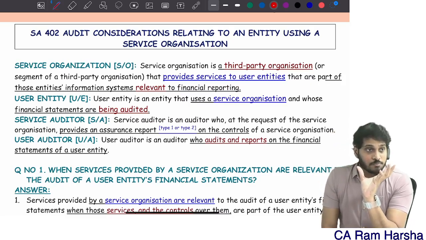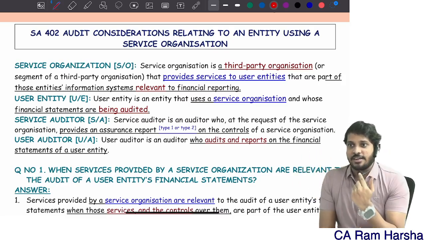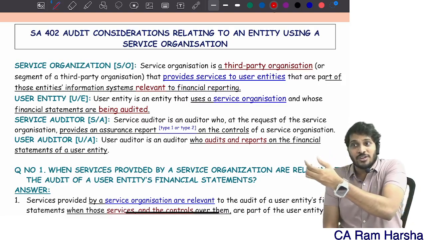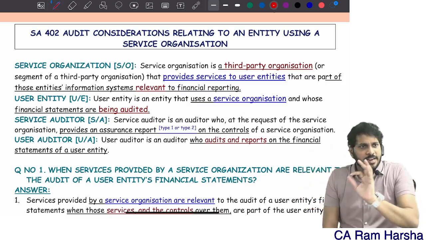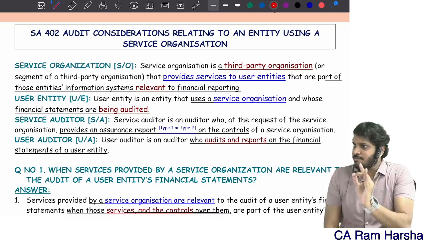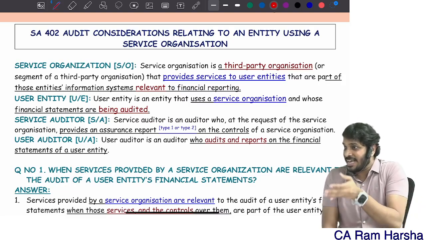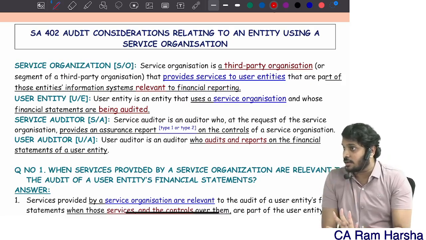Now for these objectives, what controls are implemented? I want to know that information. These are the objectives, and they implemented so and so controls. We need to check whether the process implemented is suitable to achieve this objective or not, yes or no. That also we have to check.